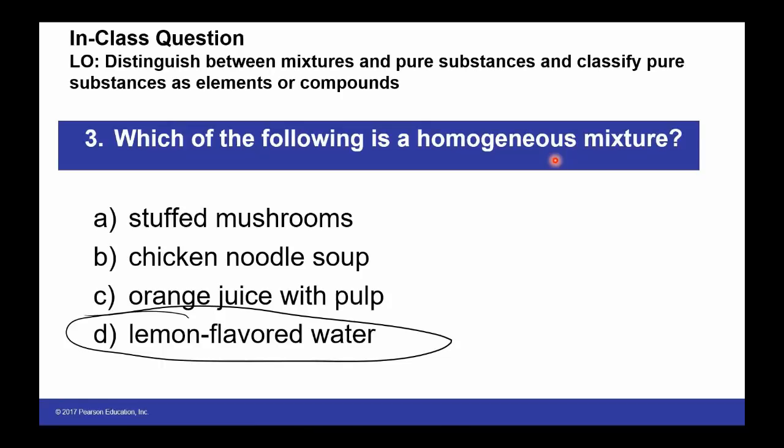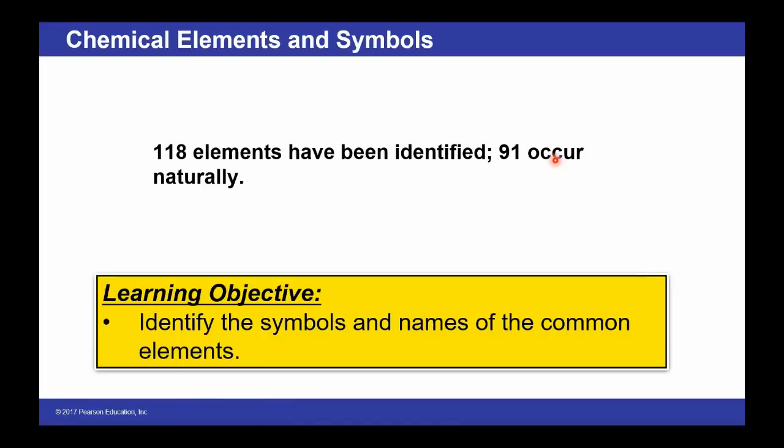Correct. Lemon flavored water. All the rest of the substances that we are looking at are heterogeneous mixtures where we can see all of the different components. Lemon flavored water, you add a little bit of flavoring to the water. The flavoring is made up of compounds. The water is a compound, and we have a mixture. We can't see the difference in the mixture, so it's homogeneous.